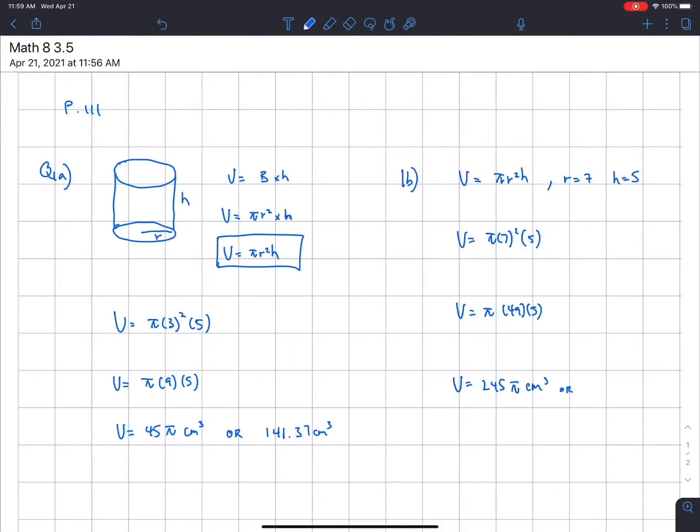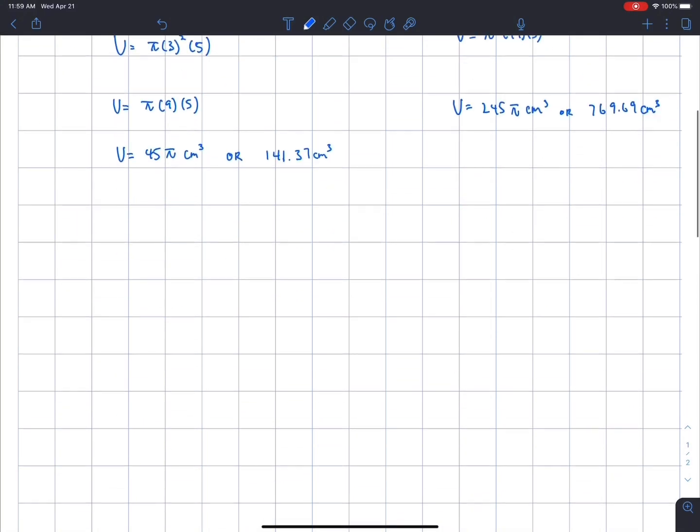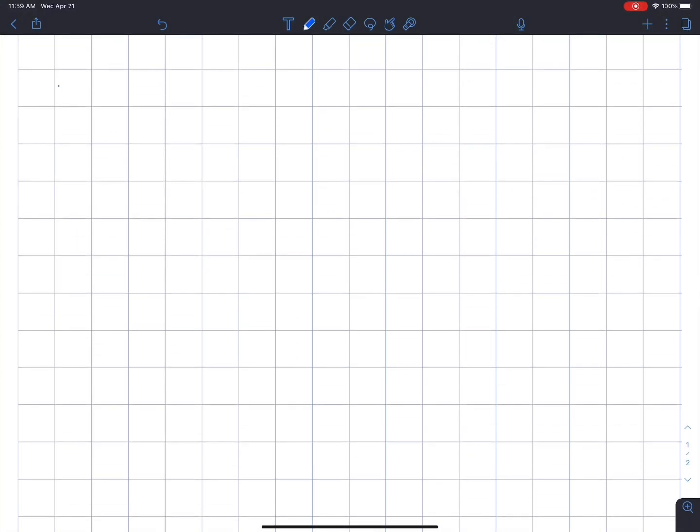Again, I can just type this into the calculator, and I get 769.69 centimeter cube. 1c. Same idea, volume equals to pi r squared h.